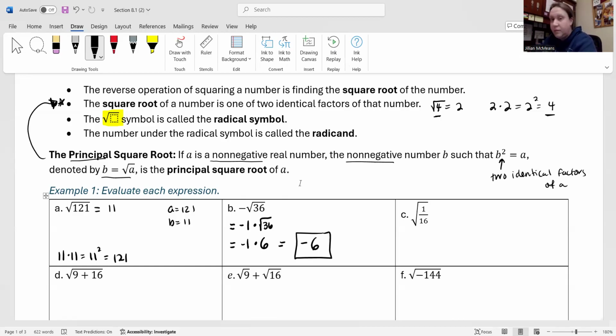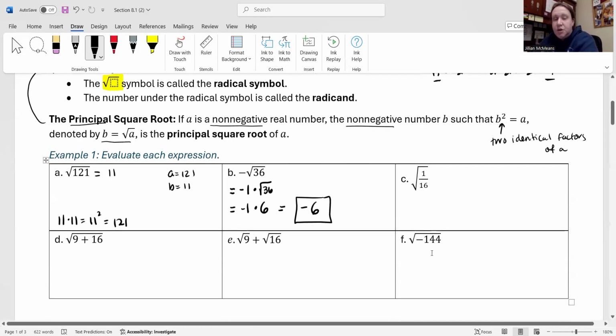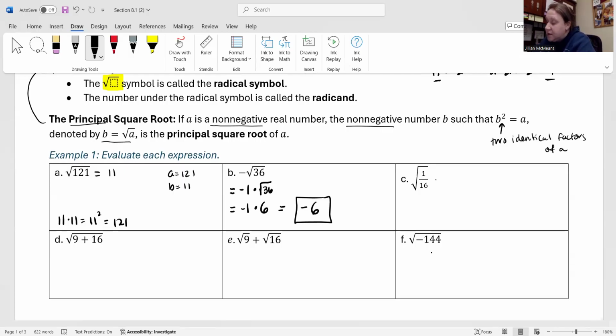Okay? Now, let's talk about C. So part C is maybe a little weird. We do have this fraction, but the cool thing is there's this rule that we're going to learn much more officially down the road, but just take me on faith now.